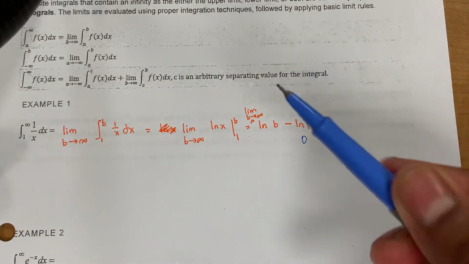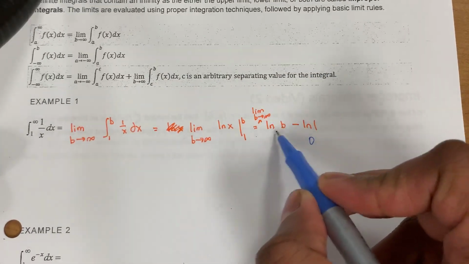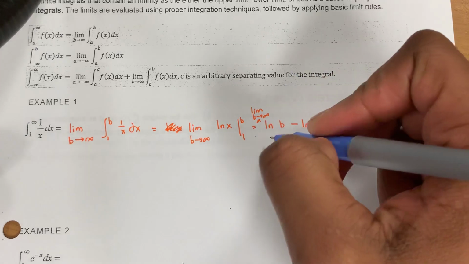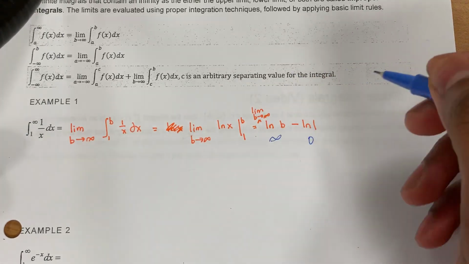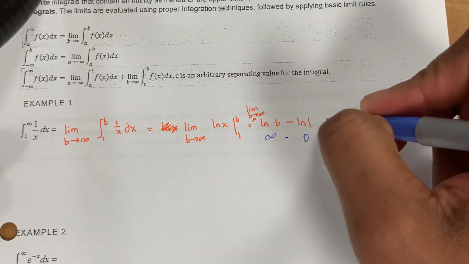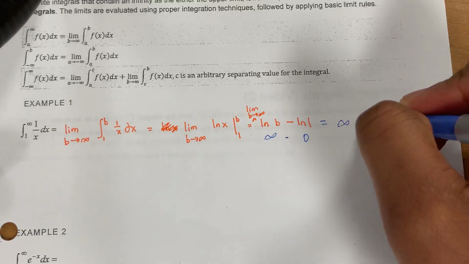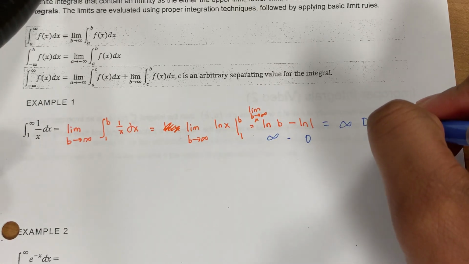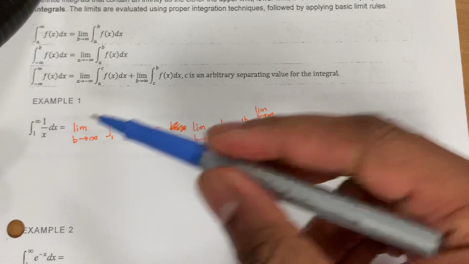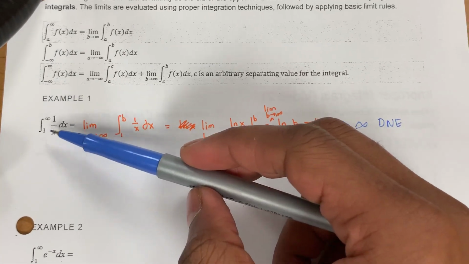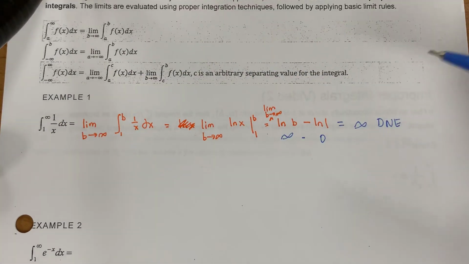So that's going to mean that this doesn't converge. This goes to infinity at a very slow rate. So we end up with infinity minus 0, which is going to be infinity, which means that this limit does not exist. So this integral does not converge because it doesn't converge to a specific value.